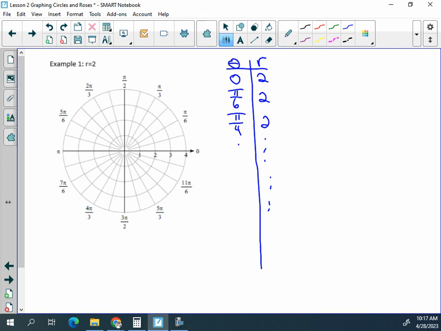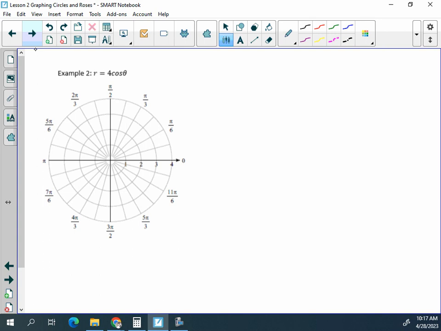Starting to get the picture? So let's graph that. So 0, 2 would be right here. Pi over 6, 2 would be right here. Pi over 4, 2 would be right here. And we would continue to follow that all the way around. And notice we get a circle centered at the origin.